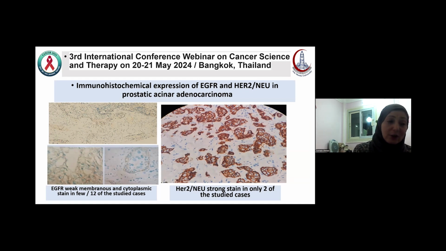For EGFR, epidermal growth factor receptor, only 12 cases, and also these 12 cases weakly express EGFR. There is a weak membranous and cytoplasmic stain, in a few number of the cases, so these two molecules mostly are not mutated in prostatic adenocarcinoma, and the role of targeted therapy may be limited for EGFR and HER2-NEU in prostatic adenocarcinoma.